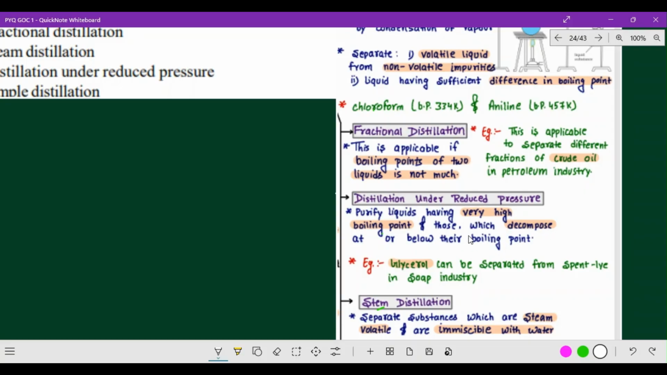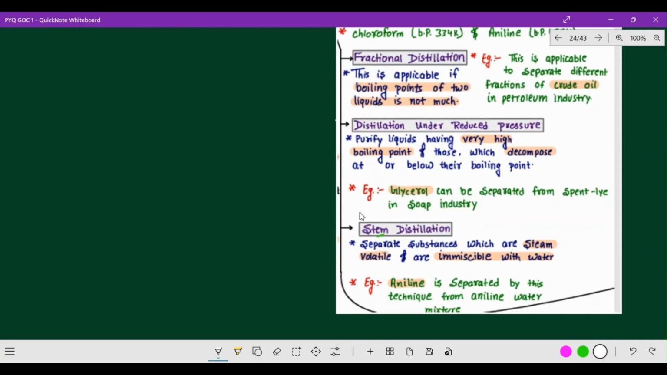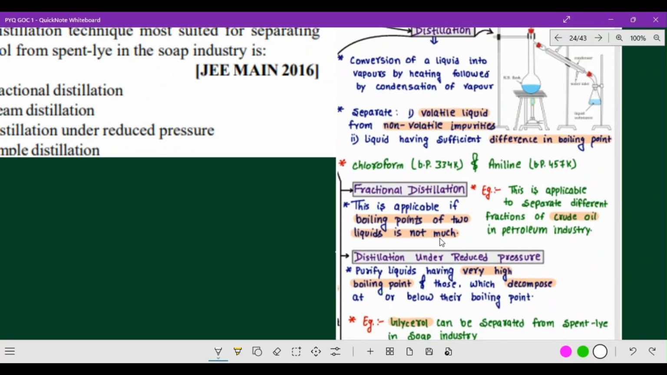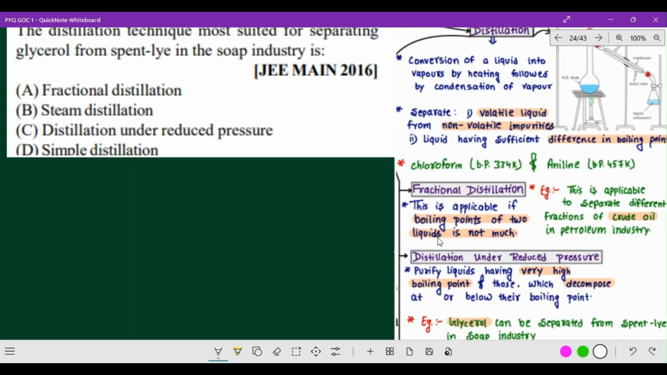Now next one, steam distillation. It separates substances which are steam volatile and immiscible with water. For example, aniline is separated by this technique from an aniline-water mixture, which is actually an immiscible liquid. So please remember all these points. I hope you got an idea which is the correct option. The option is distillation under reduced pressure, so C is the correct option. I hope you got an idea.